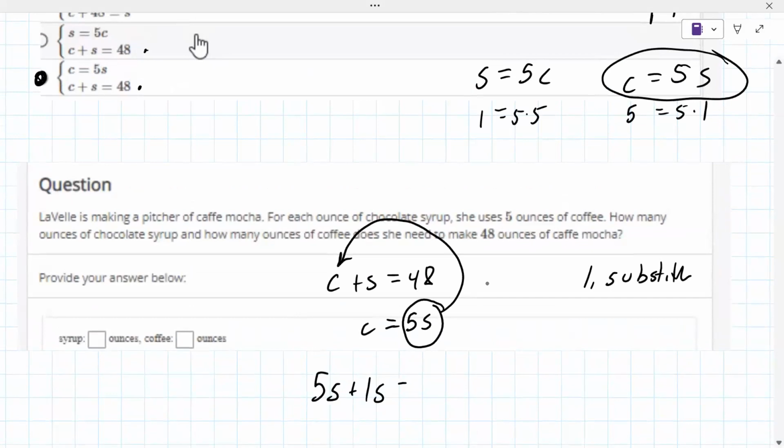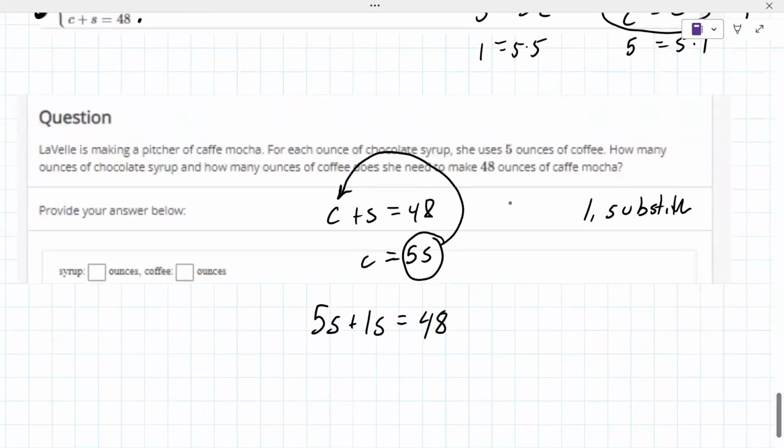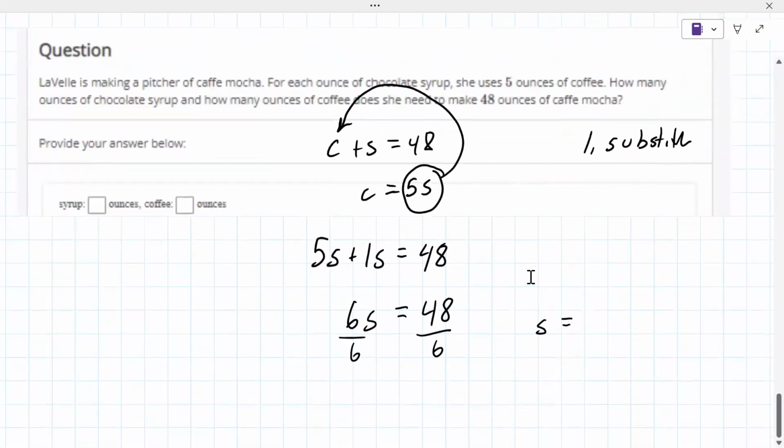5S plus 1S equals 48. So that's 6S equals 48. Divide by 6, divide by 6. What does S equal in this case? What's 48 divided by 6? 8. So that's 8 ounces of syrup.